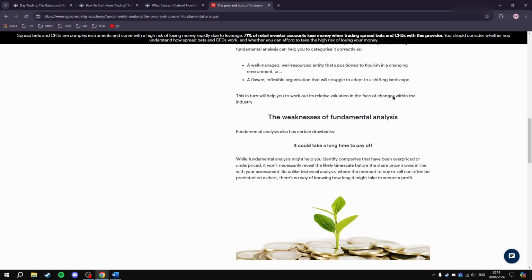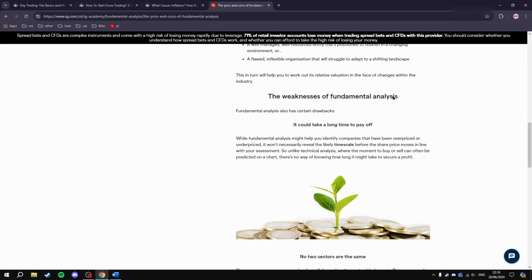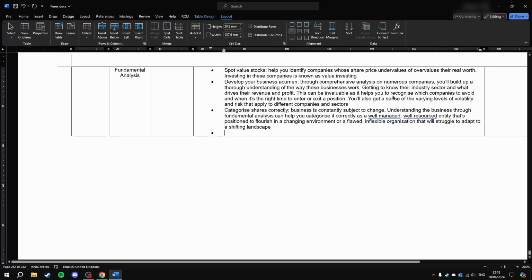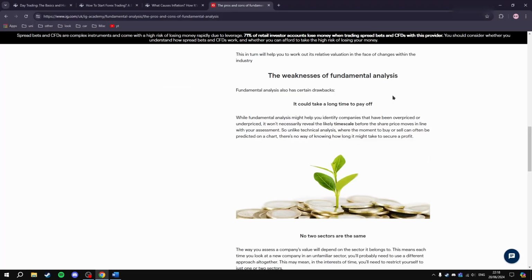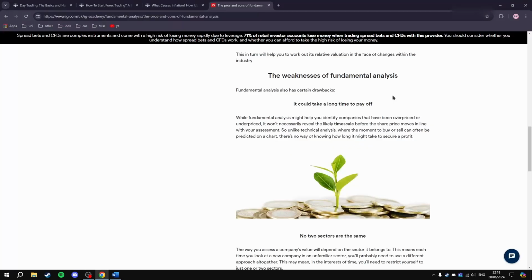This in turn will help you to work out its relative valuation in the face of changes within the industry.